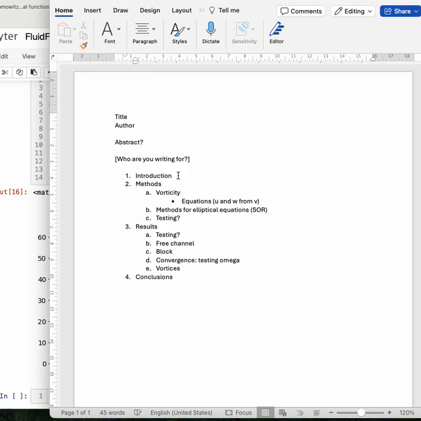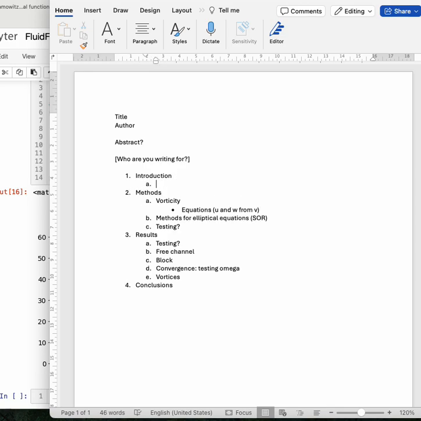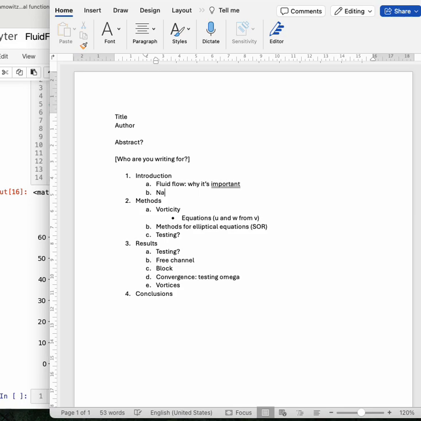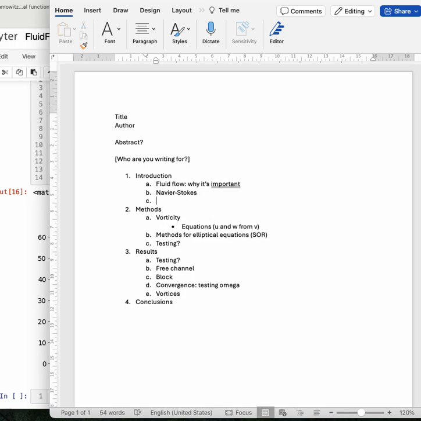So under the introduction, we're obviously going to need a basic introduction to fluid flow, why it's important. We're going to need something about Navier-Stokes because that's the fundamental piece of information, and we might talk about the basic, the key approximations that we're putting in here. So we said it was 2D, we said it's steady state, and we say it's incompressible.